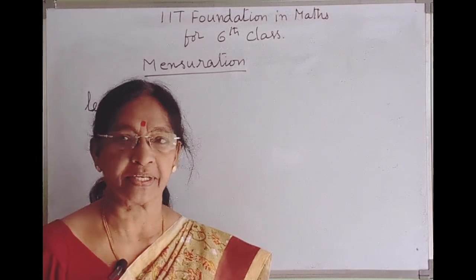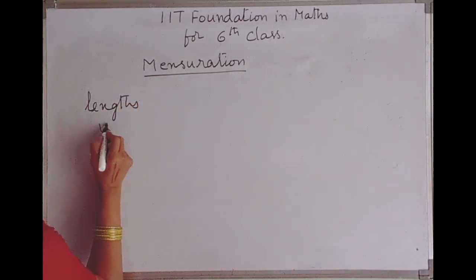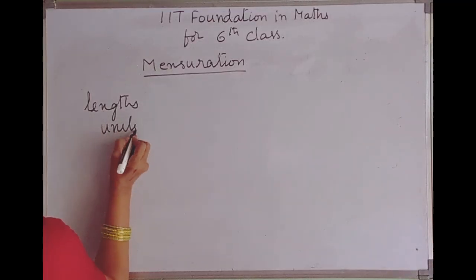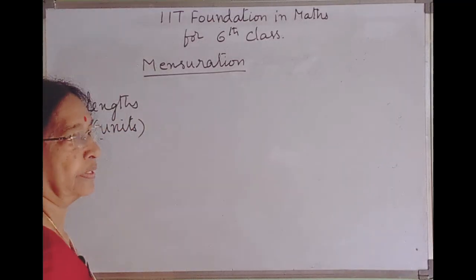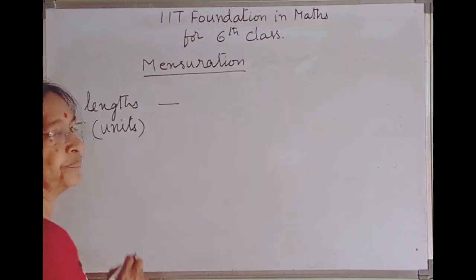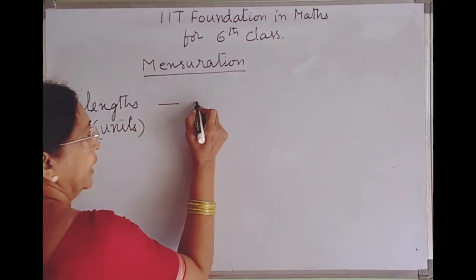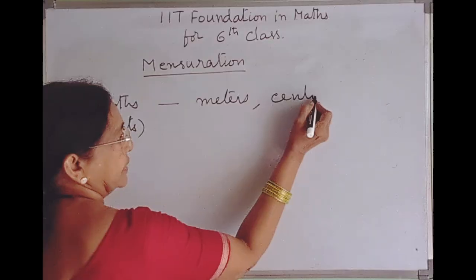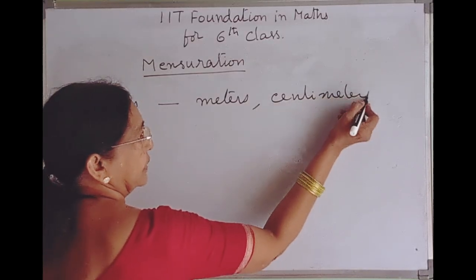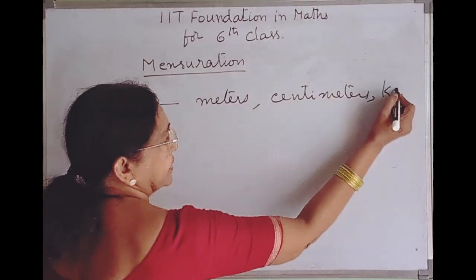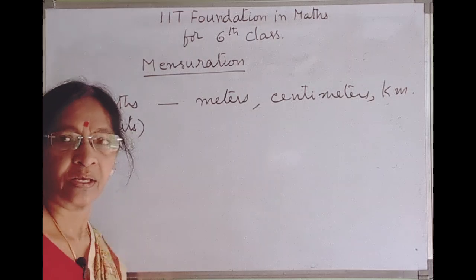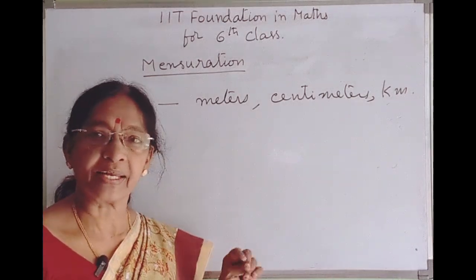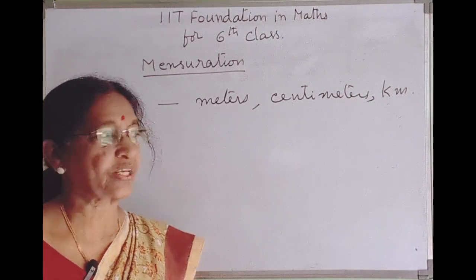Lengths are measured in different units. So first, the units. Lengths are measured in meters, centimeters, kilometers, etc. So we have to know the relation between different units of length.